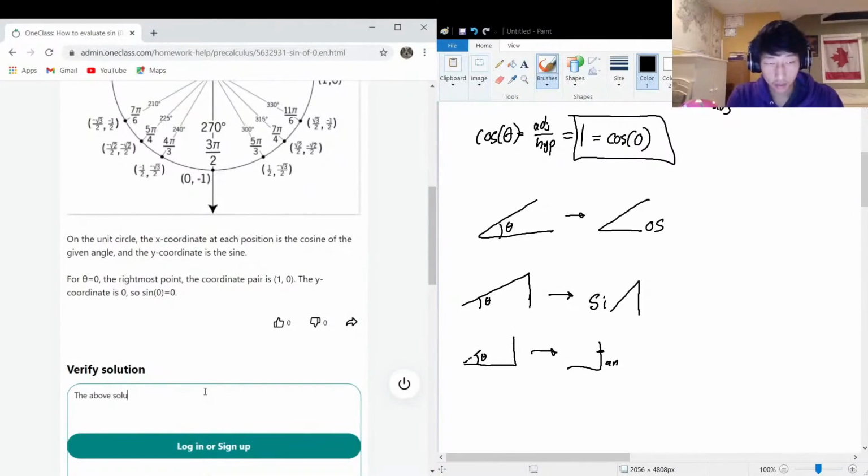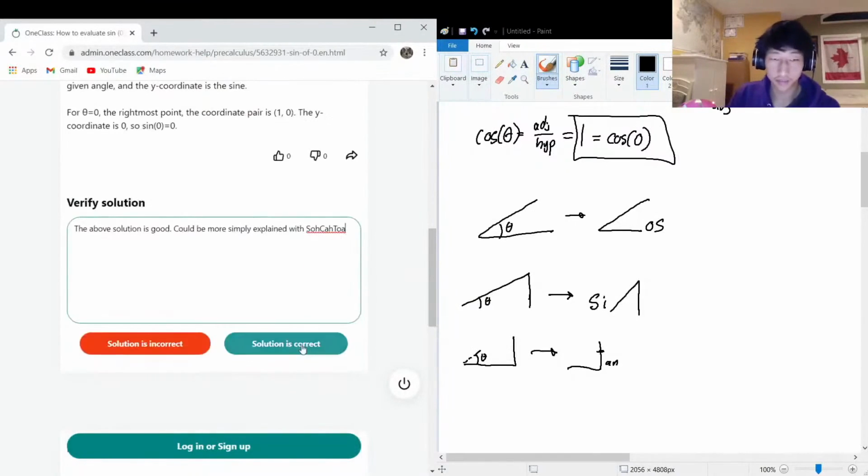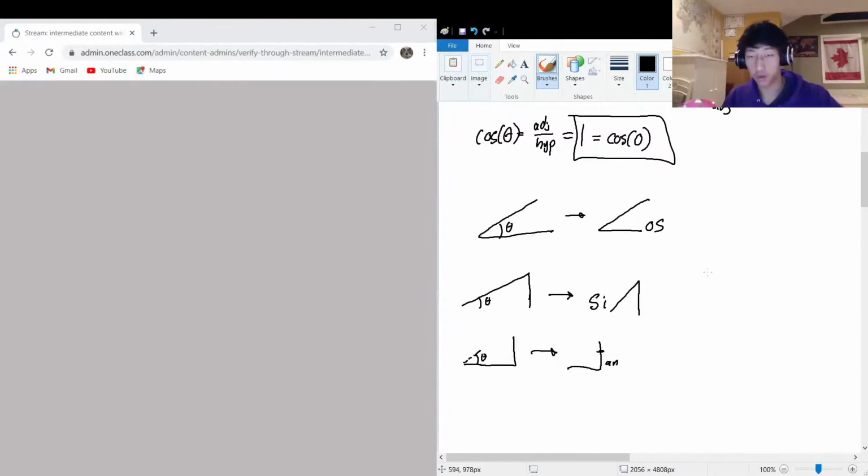Above solution is good. Could be more simply explained with SOHCAHTOA. Cool. Math.